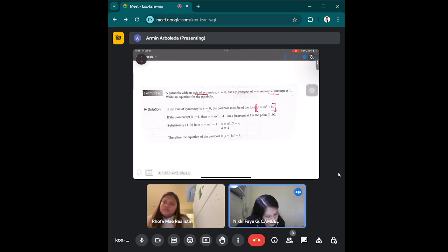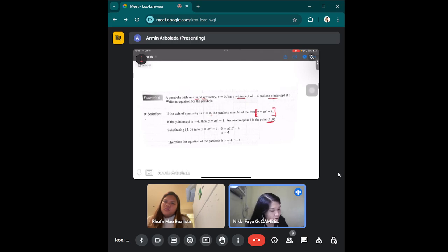Next, if the y-intercept is 4, then y is equal to x squared plus 4. An x-intercept at 1 is the point (1, 0). So this is our point. And if you have the y-intercept, most probably it's the vertex, right? Because that's our vertex. So you replace the k here with negative 4.